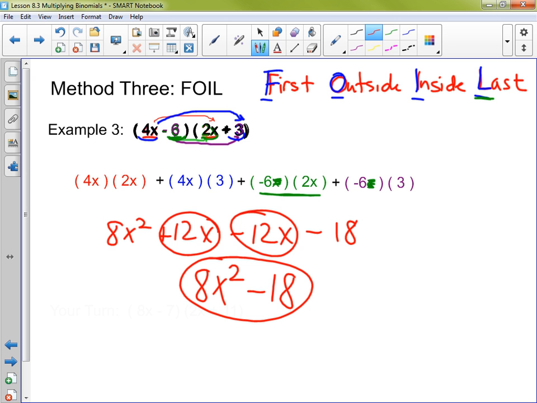And that's the FOIL method. Now if this seems complicated, and it's probably complicated by the fact that I messed up on these letters, but if it seems complicated, this is just an acronym to help you remember what you have to multiply, and to help you remember that in two binomials you're going to multiply 4 different things. 1, 2, 3, and 4. So if nothing else, the word FOIL should help you remember that you're going to have 4 multiplication problems. Again, if it's too complicated, you can stick with one of the other 2 methods.